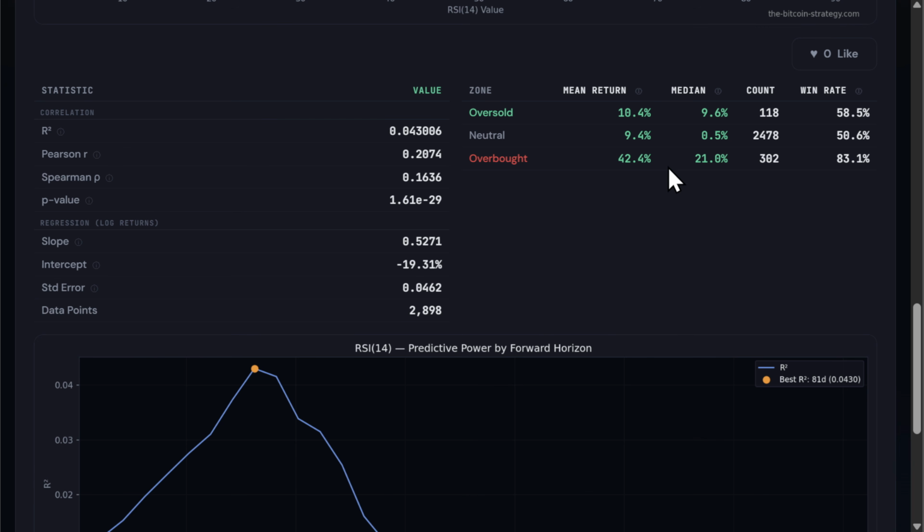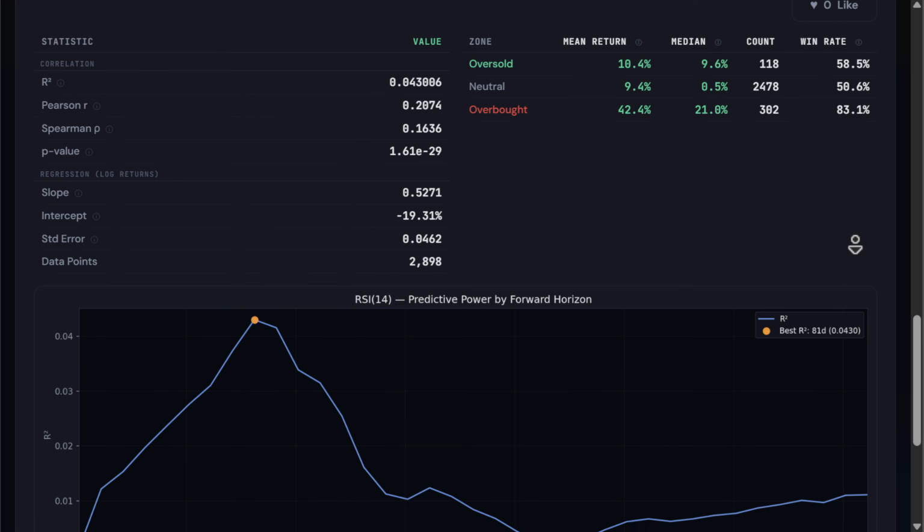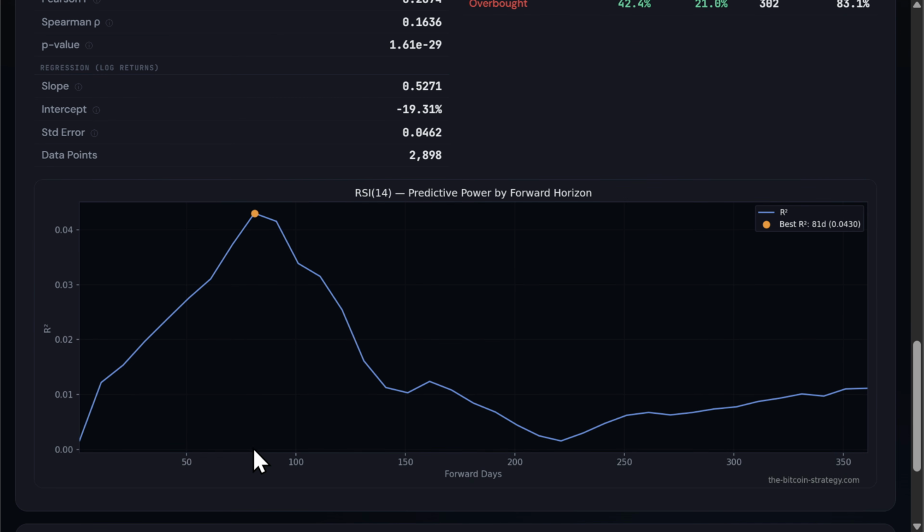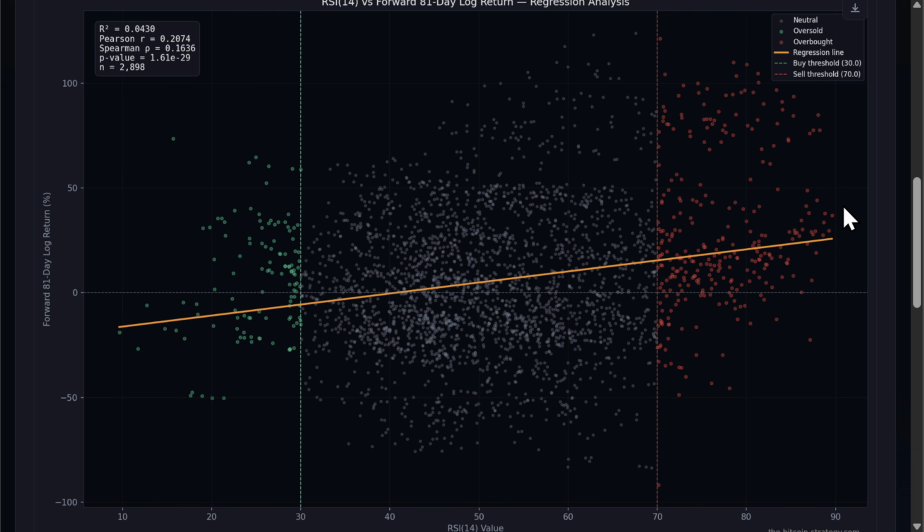And I also think it's quite counterintuitive that after a signal, the position should be held for 81 days, right? Most people are going to trade much more actively. But really, the highest R squared, or the best fitting of the regression relative to the data points, is for the subsequent 81 days. And so this is where this channel is very different to most other crypto channels, right?